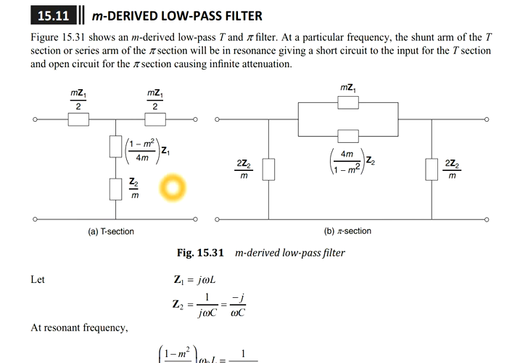So if you see, we can even take T section or pi section, anything can be chosen. So it is showing the M-derived low-pass T and pi filter, and at a particular frequency the shunt arm of the T section or the series arm of the pi section will be in resonance, and it is going to give the short circuit to the input in case of T section and open circuit for the pi section, causing infinite attenuation.